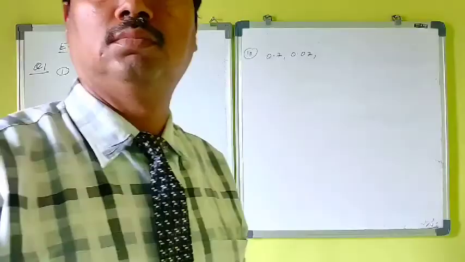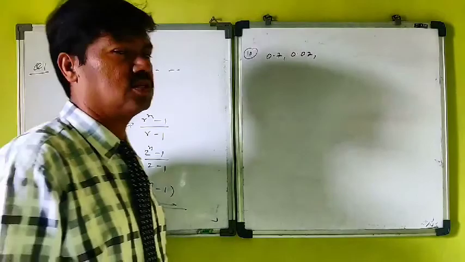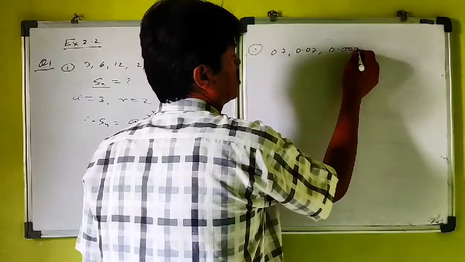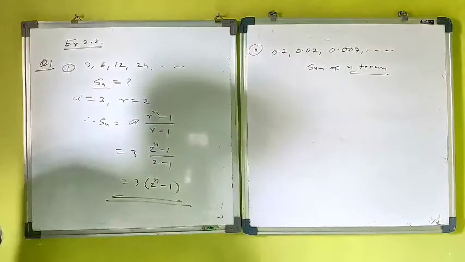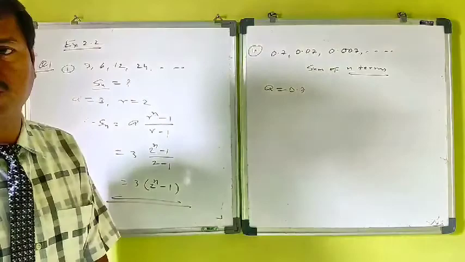Yes, the next sum is the third sum: 0.7 plus 0.07 plus 0.007, like this. What is the sum of n terms? Again, it is clear cut. A is 0.7. What is the common ratio? If you divide, it's 0.1. So R is 0.1 here, which is less than 1.